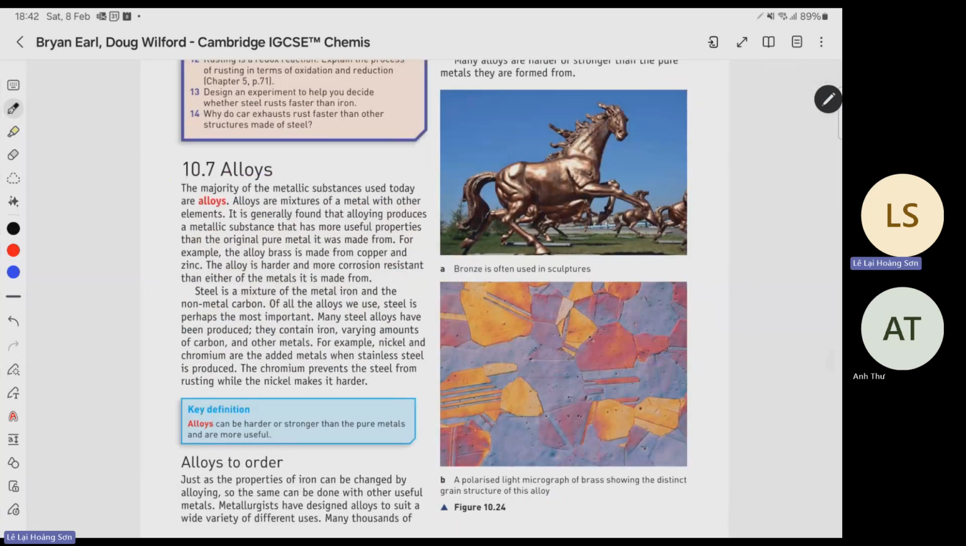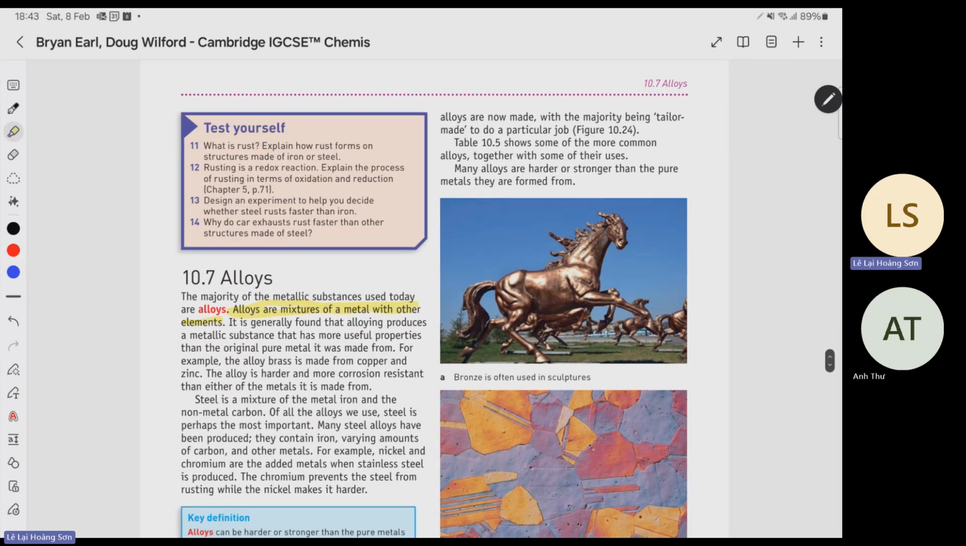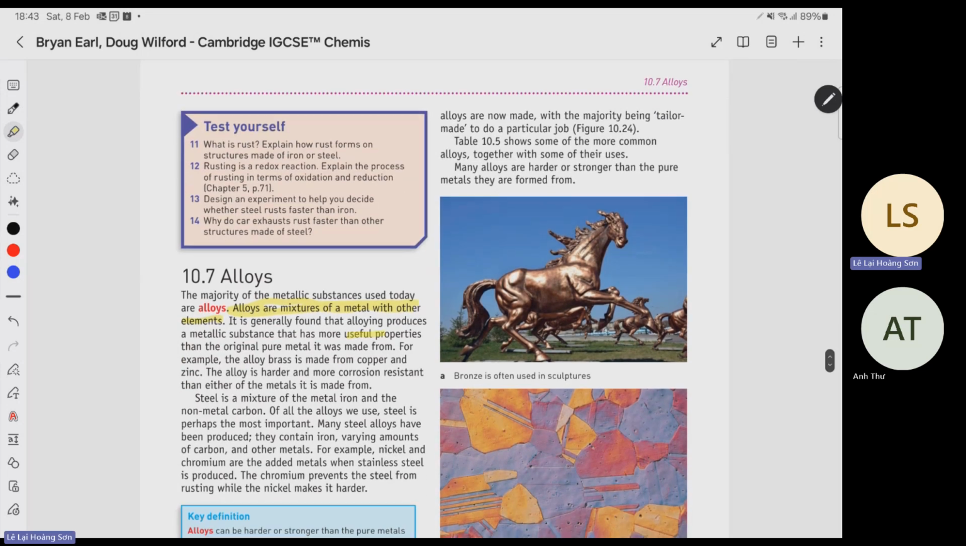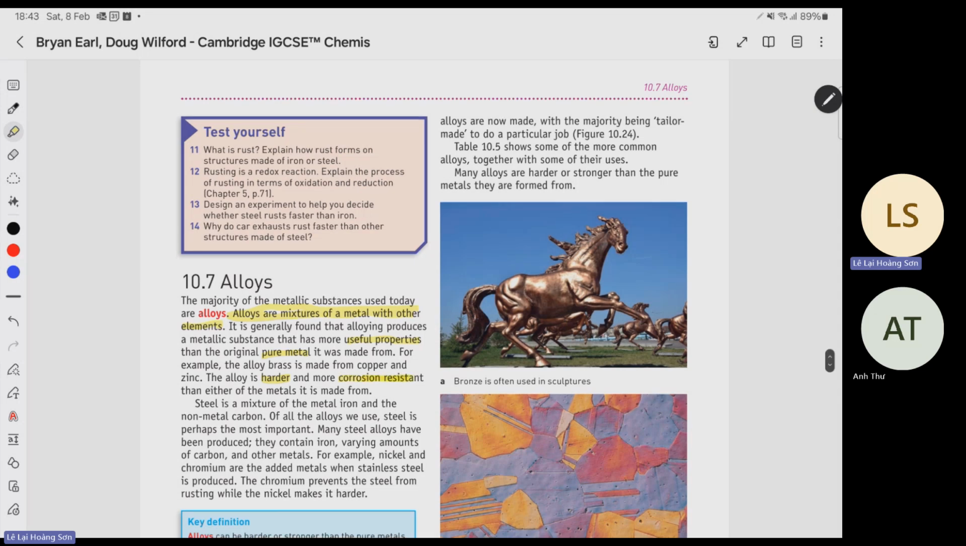So alloys. We talked about alloys before. An alloy is a mixture of a metal and other elements. So why do we make alloys? We make alloys because they will have more useful properties than the corresponding pure metal. They can be harder. They can be more corrosion resistant than the metal. Sometimes they can be more flexible. Sometimes the melting point will be higher than the corresponding metal.